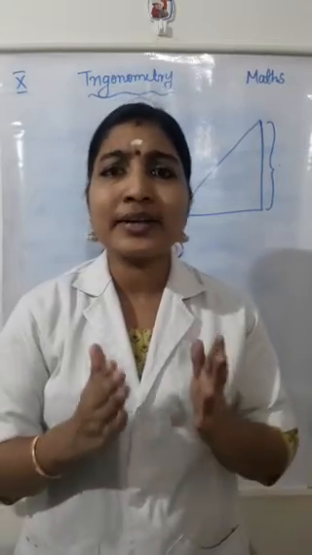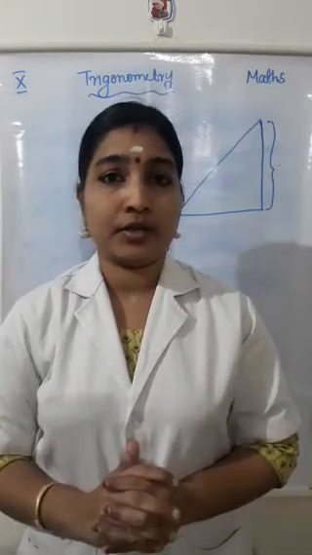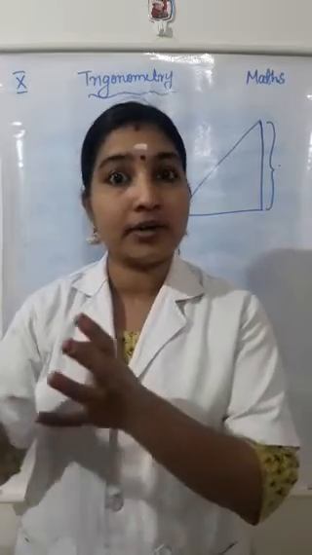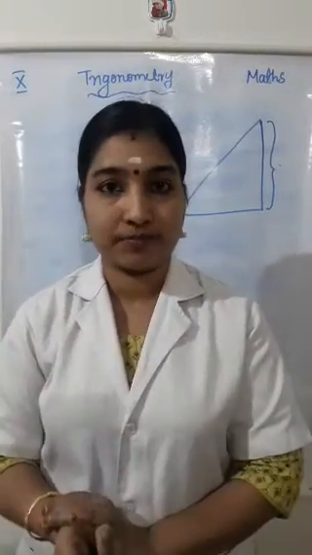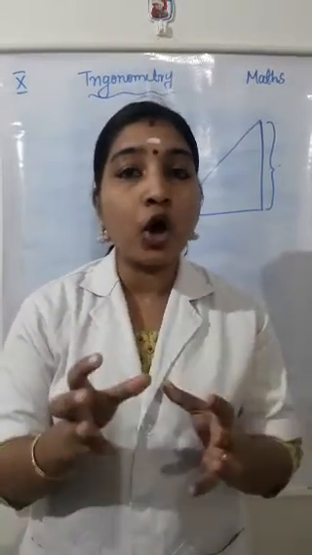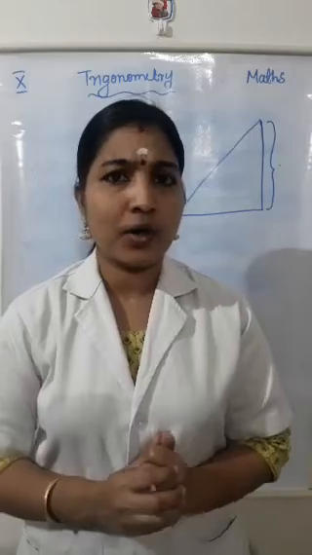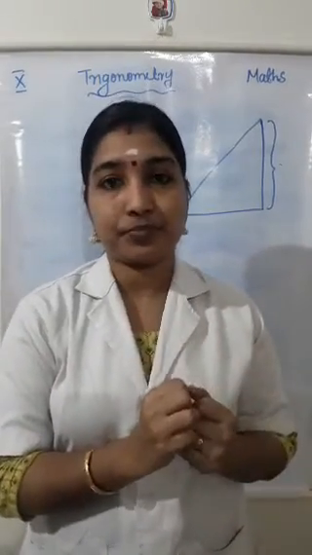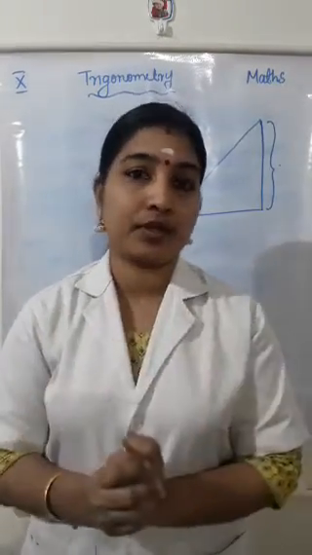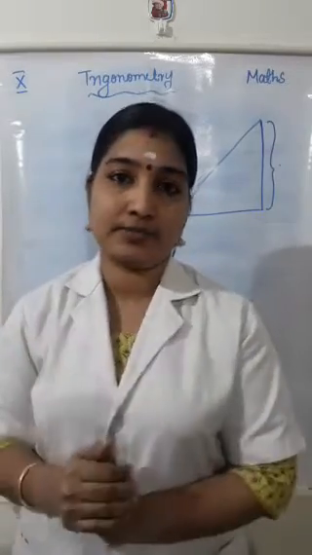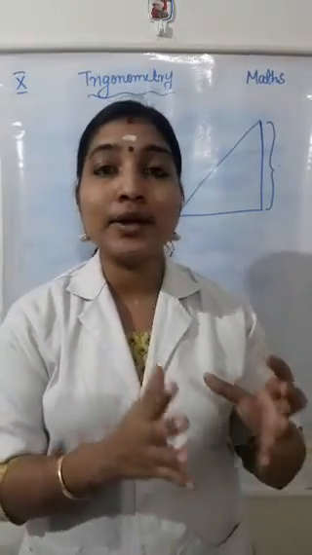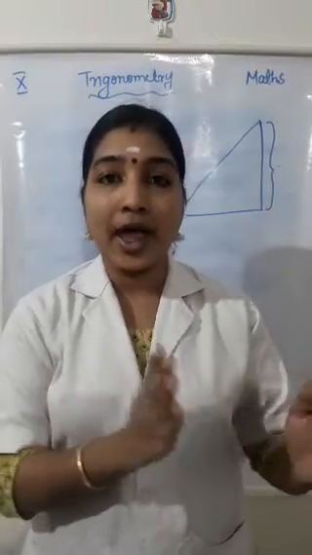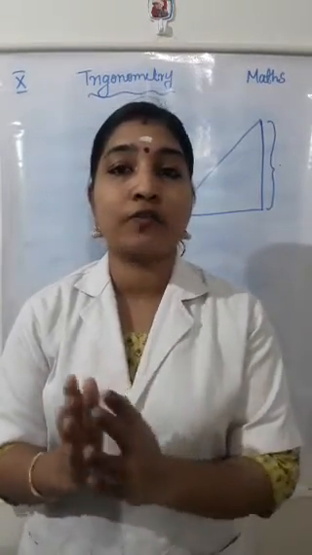What is meant by trigonometry? The word trigonometry is derived from three Greek words: tri, gon and metron. What is meant by tri? Tri means three. Gon means sides. Metron means measures. So trigonometry is the study of the relationship between the angles and sides of a triangle.